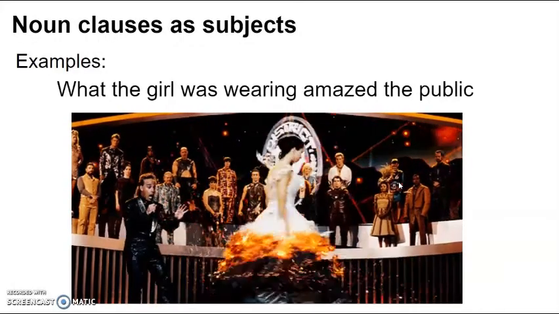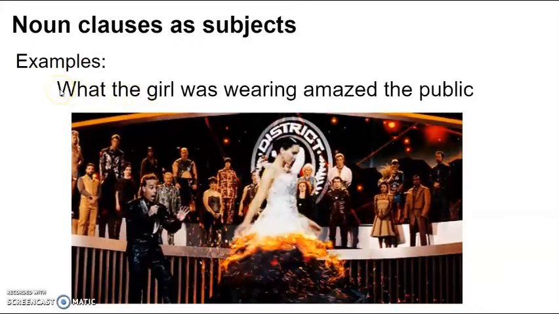Let's see some other examples, by using the word what.